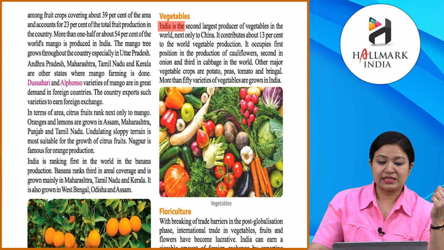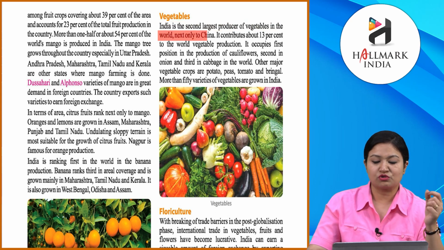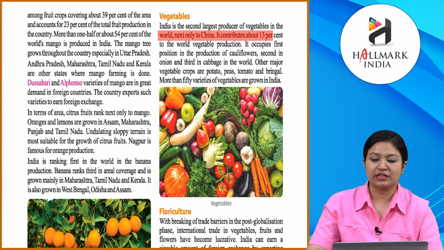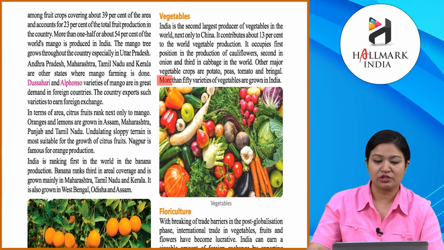Vegetables. India is the second largest producer of vegetables in the world, next only to China. It contributes about 13% to the world vegetable production. It ranks first in the production of cauliflower, second in onion and third in cabbage in the world. Other major vegetable crops are potato, peas, tomatoes and brinjal. More than 50 varieties of vegetables are grown in India.